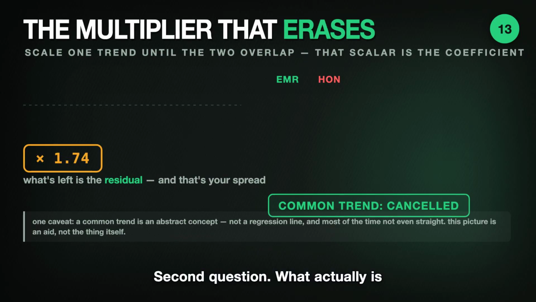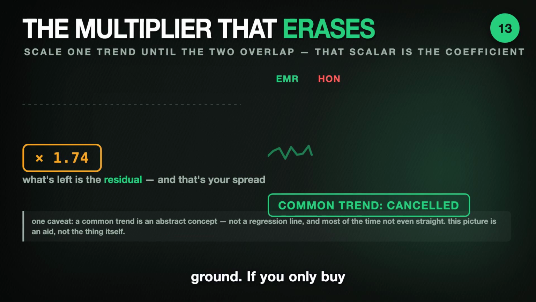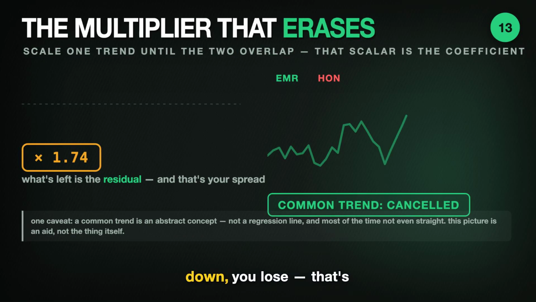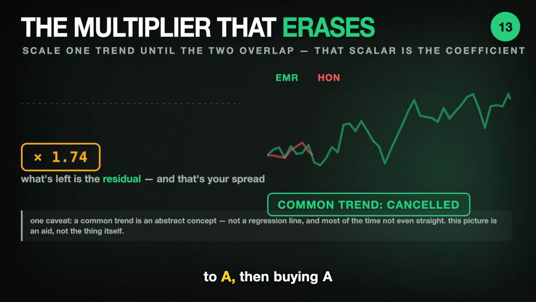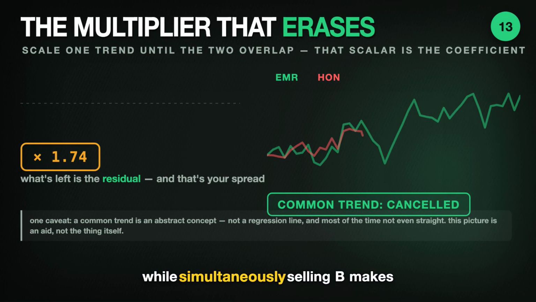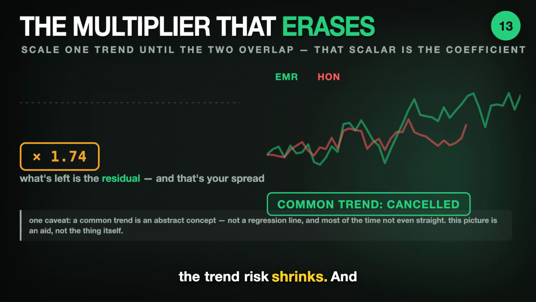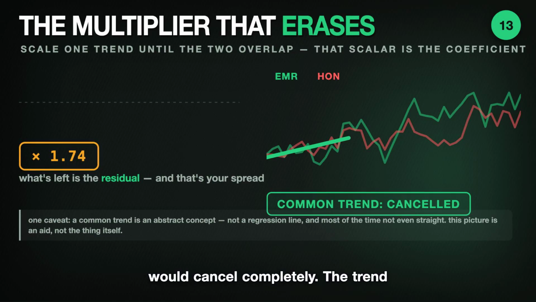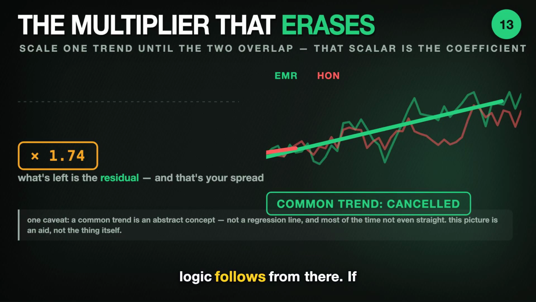Second question. What actually is that coefficient? Start from the ground. If you only buy stock A, you carry trend risk. If the price trends down, you lose. That's all there is to it. But if B trends similarly to A, then buying A while simultaneously selling B makes the two trends offset, and the trend risk shrinks. And if the two trends were perfectly identical, the trend risk would cancel completely. The trend that exists in both A and B is what we call the common trend. The logic follows from there.